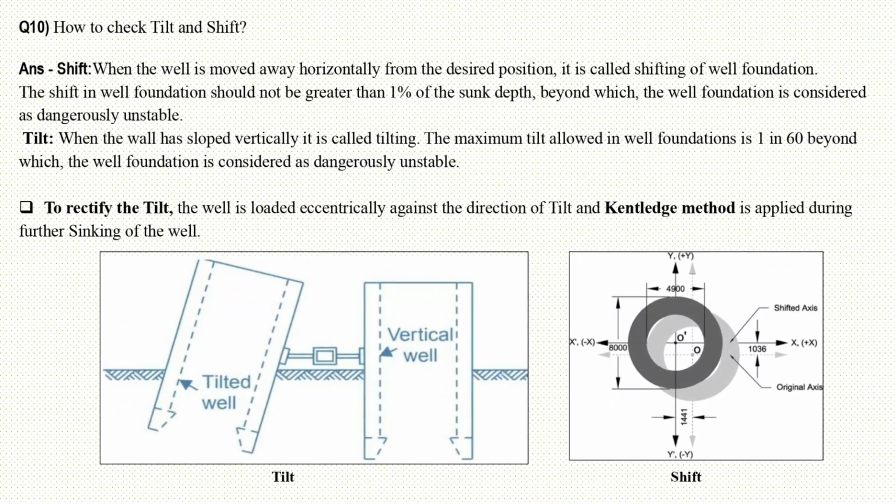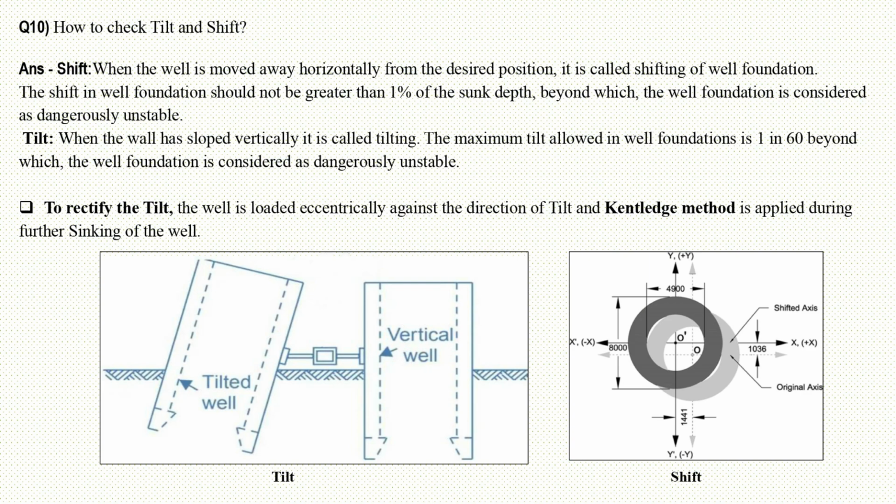Question 10. How to check tilt and shift? Answer: shift. When the well is moved away horizontally from the desired position, it is called shifting of well foundation. The shift in well foundation should not be greater than 1% of the sunk depth, beyond which the well foundation is considered as dangerously unstable.